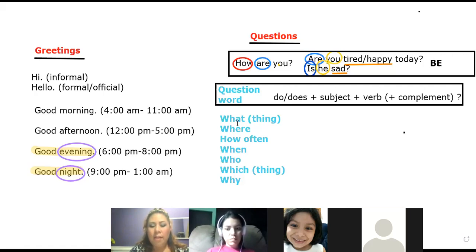Yes. ¿Entienden la diferencia, todos? No me digan que sí si todavía no están muy claros.